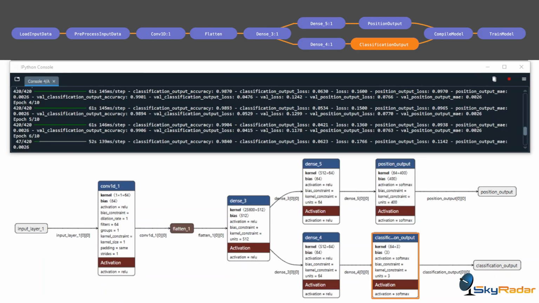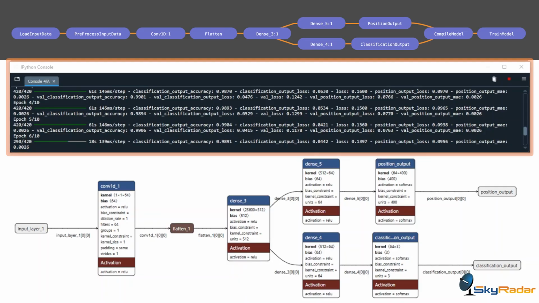The softmax activation function ensures that the model outputs probabilities for each class, enabling it to differentiate between the presence of a high RCS target, a low RCS target, or no target at all. Together, these branches enable the model to perform 2 tasks simultaneously: target localization, determining the precise position of the target in the radar data; and target classification, identifying whether the target is a high RCS target, a low RCS target, or if no target is present.